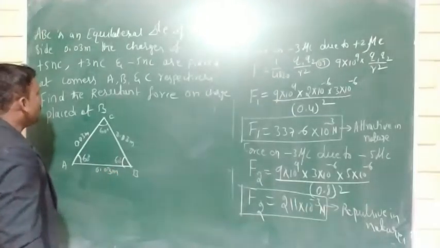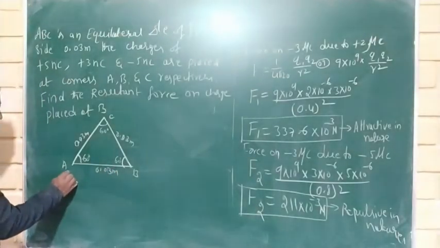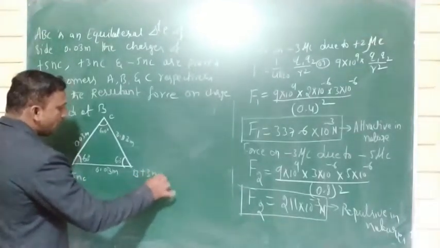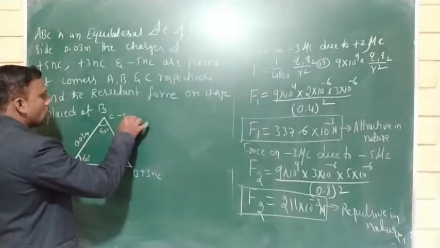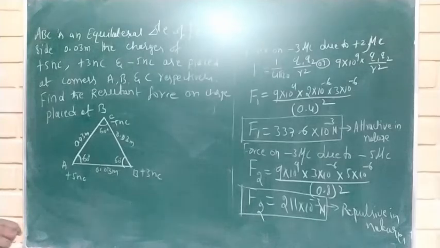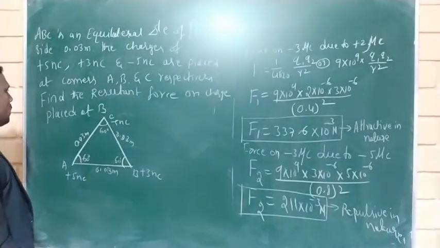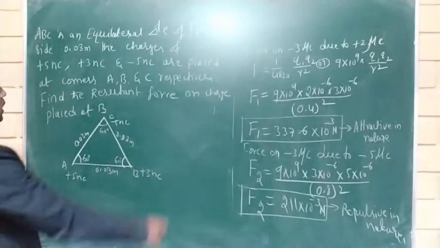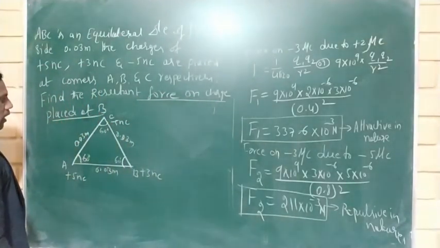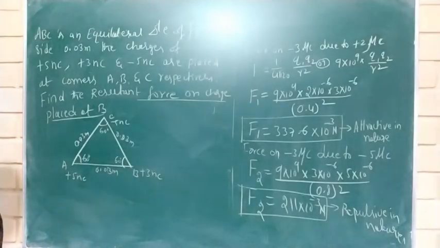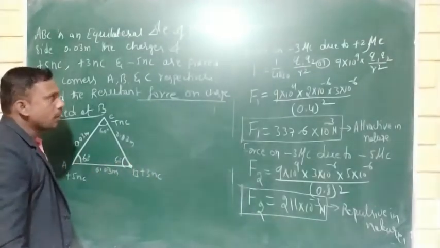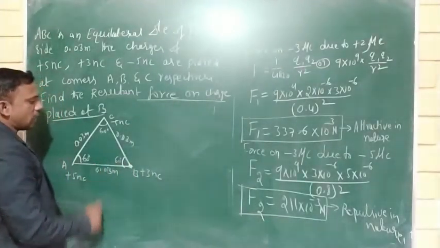The charges are plus 5 nanocoulomb, plus 3 nanocoulomb, and minus 5 nanocoulomb, placed at the corners A, B, and C respectively. Calculate the resultant force on the charge placed at point B. The point B charge is plus 3 nanocoulomb.